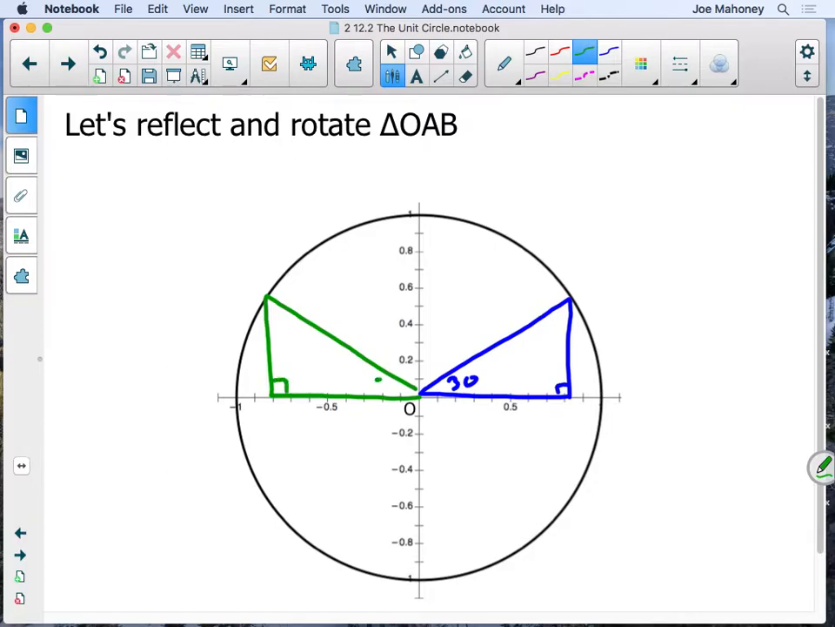So this angle is still my 30-degree angle. But notice now that the angle of rotation, the angle in standard position, the angle that this green hypotenuse makes with the positive x-axis is now 150 degrees. Because we would go a whole distance of 180, but then we're going to go back 30. So that's where we get 150. Let me put that 30 back in there. So this point is going to be the cosine of 150, sine 150.